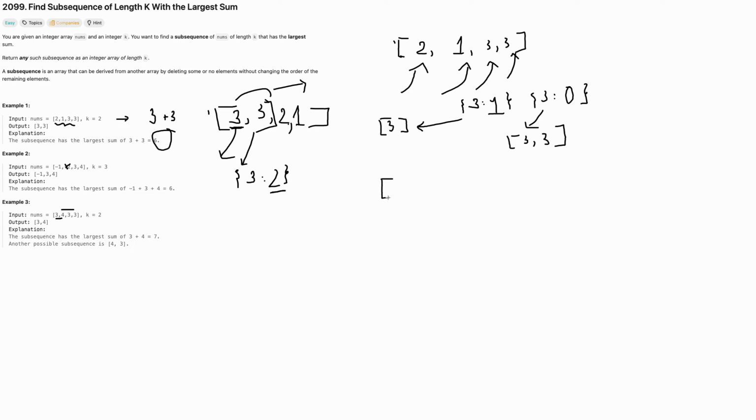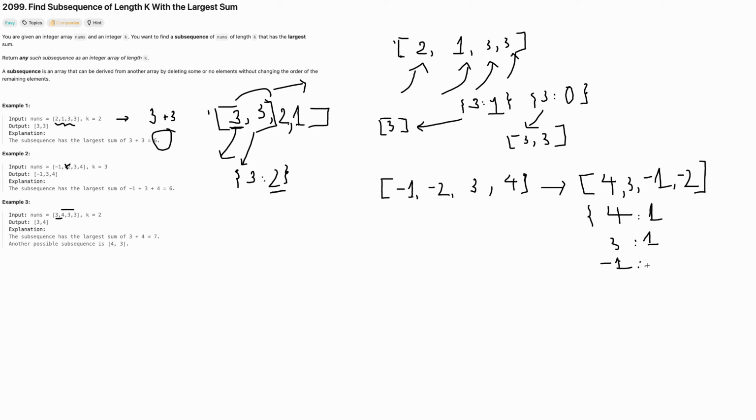We have -1, -2, 3, and 4. So we can see that when we sort this one, we will have 4, 3, -2, and -1. Sorry, -1 and -2. Okay, we have this one. And so for now, we will construct a hash map. We will have 4, that is 1, 3, that is 1, and -1, that's 1. Okay, we have the hash map here.